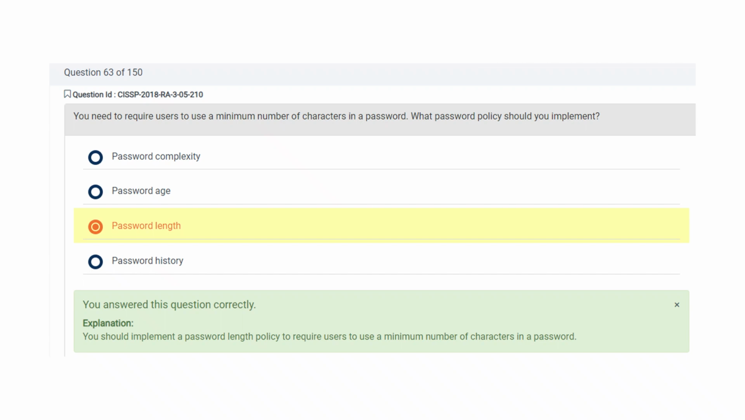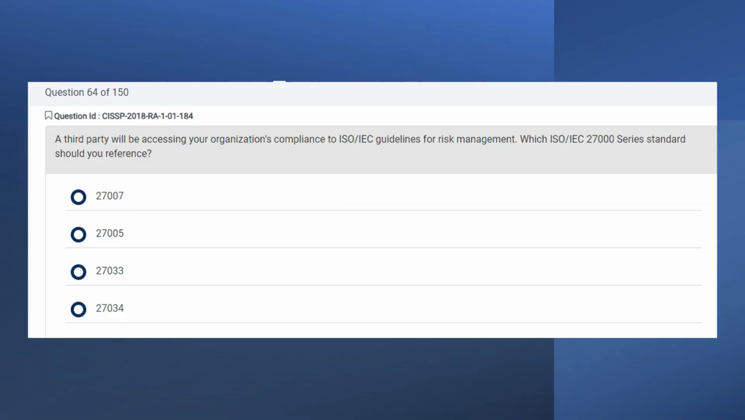Question 64. A third party will be assessing your organization's compliance to ISO guidelines for risk management. Which ISO 27000 series standard should you reference? 27007, 27005, 27033, or 27034?